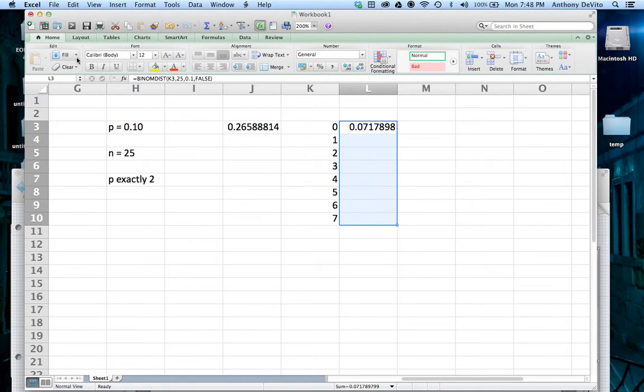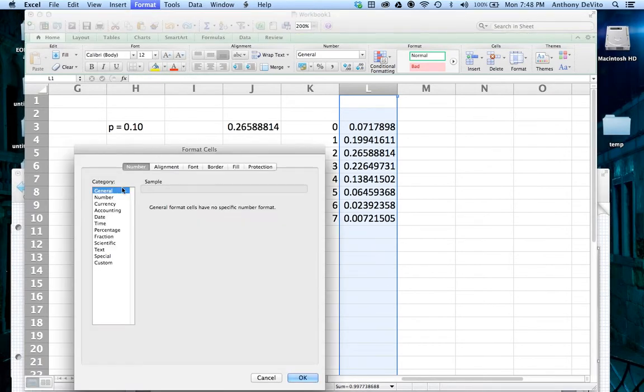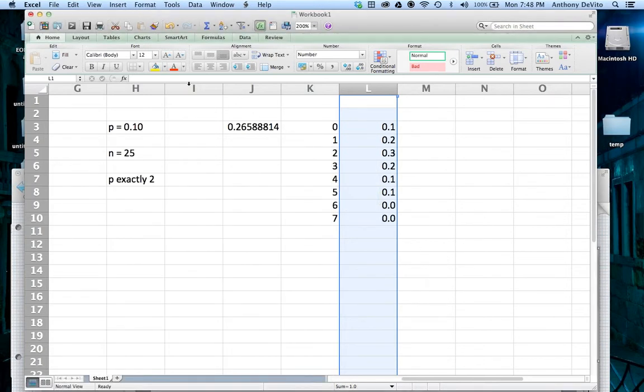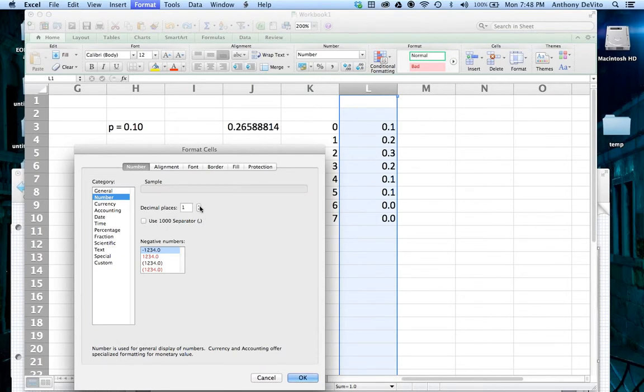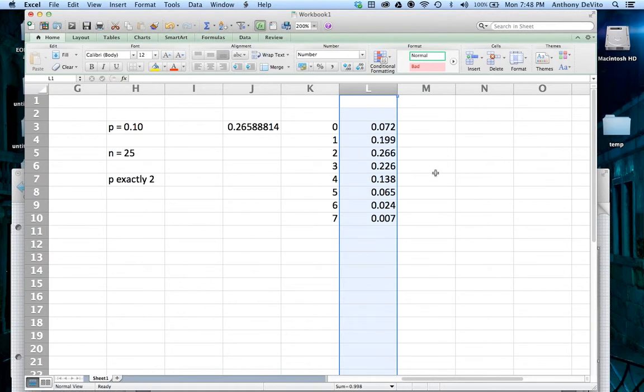And I'm going to go over here and say fill down. You could do this a number of ways. You can click on the corner and drag, and so on. I'm going to go up to Format, Cells, Numbers, and round this off to 1 decimal place, just to keep things neat. Why did I make this a little smaller? No, wait, that's not good. That's not going to help us. Let's do 3 decimal places. Okay. So these are the probabilities.